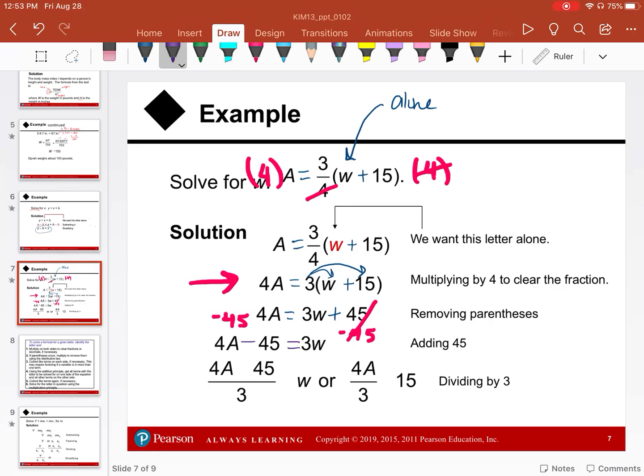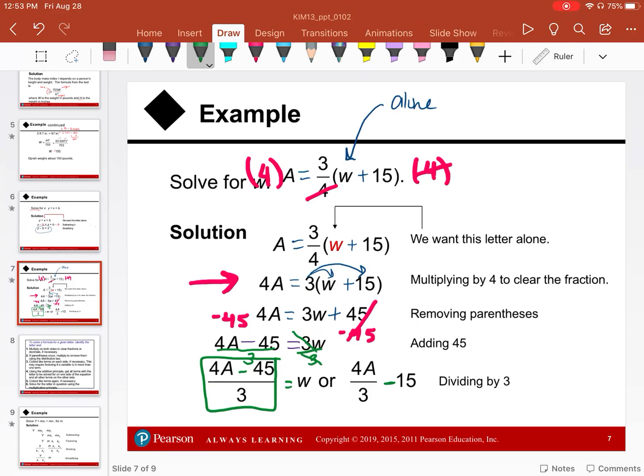Last piece, I want to go ahead and get w by itself, so let's go ahead and divide by 3. Divide by 3. 3 divided by 3 is 1. And we're left with (4a minus 45) divided by 3 is equal to w. Or 4a over 3 minus 15.